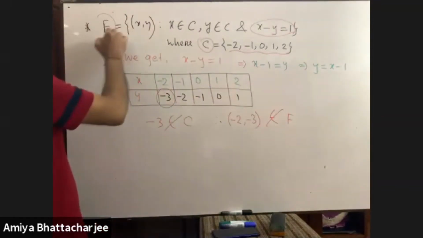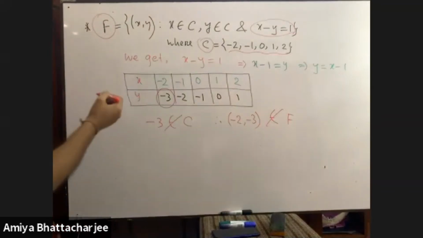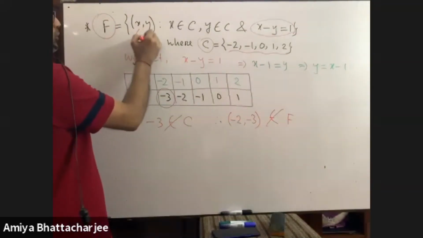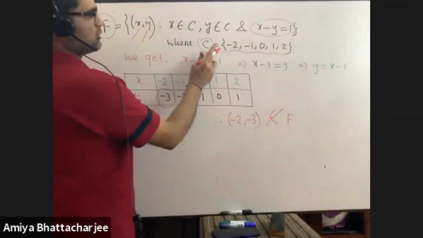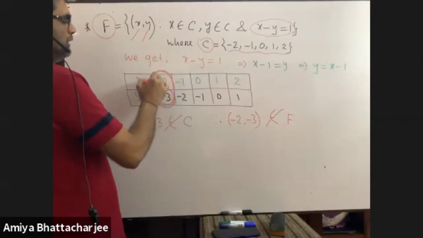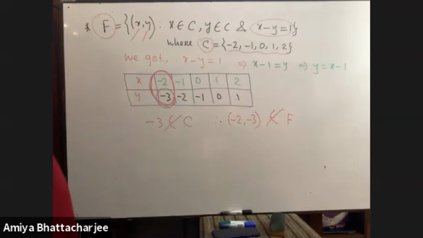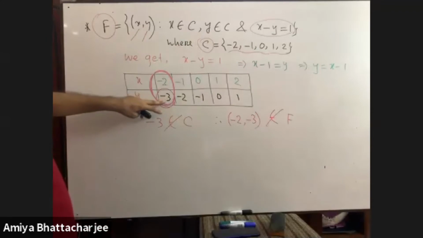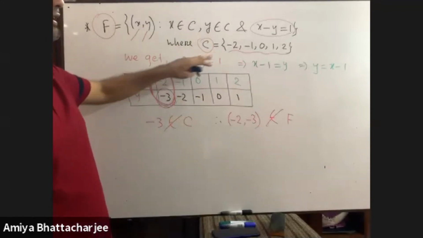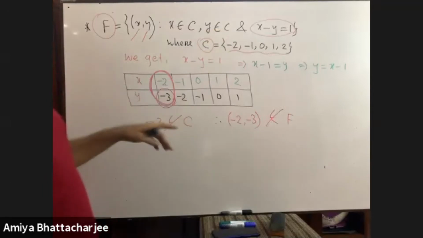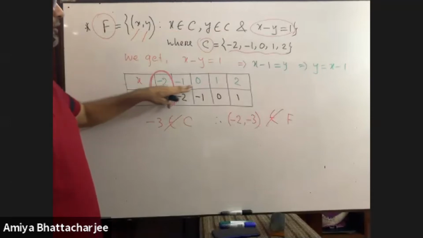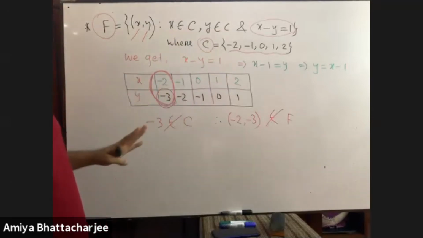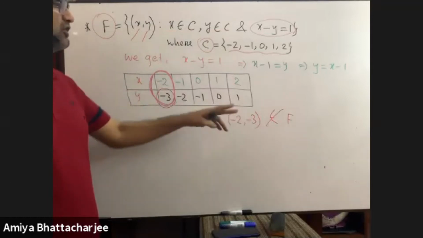This is F. F is in the format of (x, y). So this is x, this is y, but here this y does not belong to C. So the whole pair will not belong to F. What is the condition? y belongs to C, but here -3 does not belong to C. It is written y belongs to C and x belongs to C. The values we have considered here all belong to C. So (-2, -3) does not belong to F.